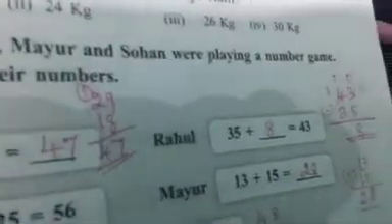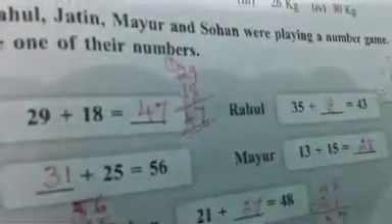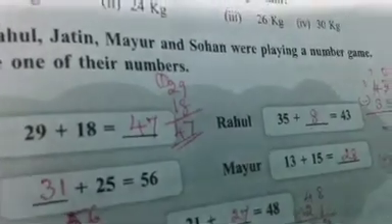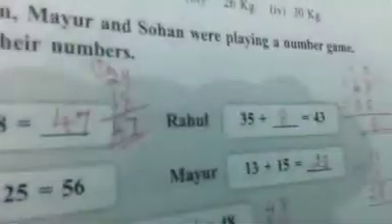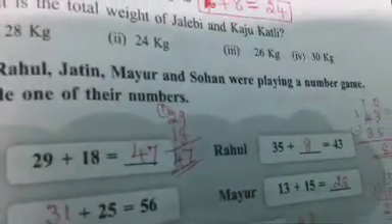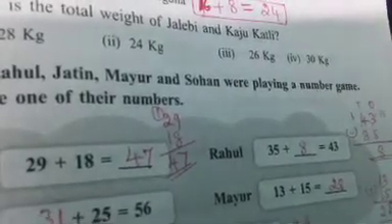Here, look. 29 plus 18, 47. 35 plus 8 equal to 43. 31 plus 25 equal to 56 here. In equal to what number? That only we have to compare, okay? 13 plus 15 equal to 28. No need to compare the answers. We have to compare what comes after the equal sign. That only we have to compare and tell.